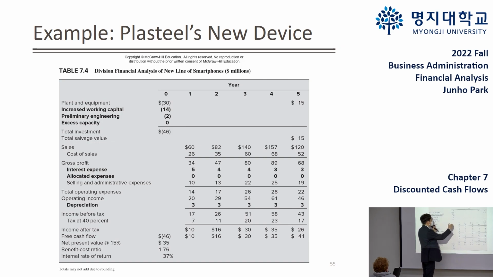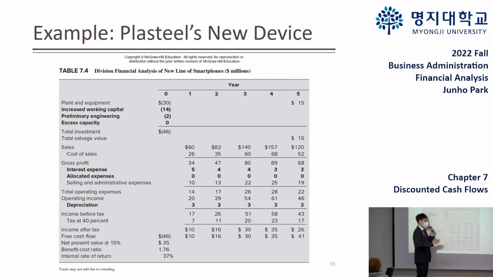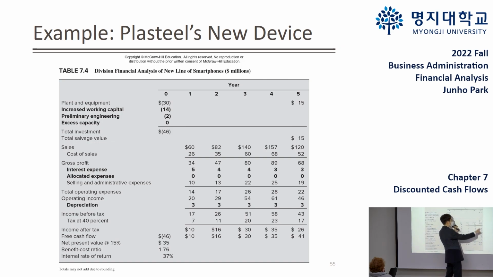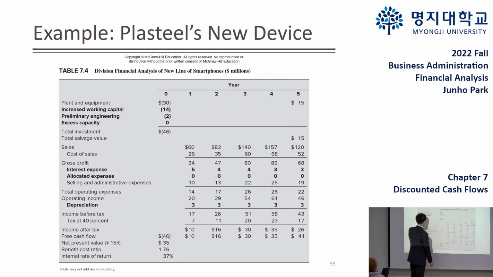And therefore, after 5 years, there's no need to maintain the plant and equipment. So we are going to sell it. By selling it, we are going to have the salvage value. So we have a positive cash flow at the end of the 5th year.